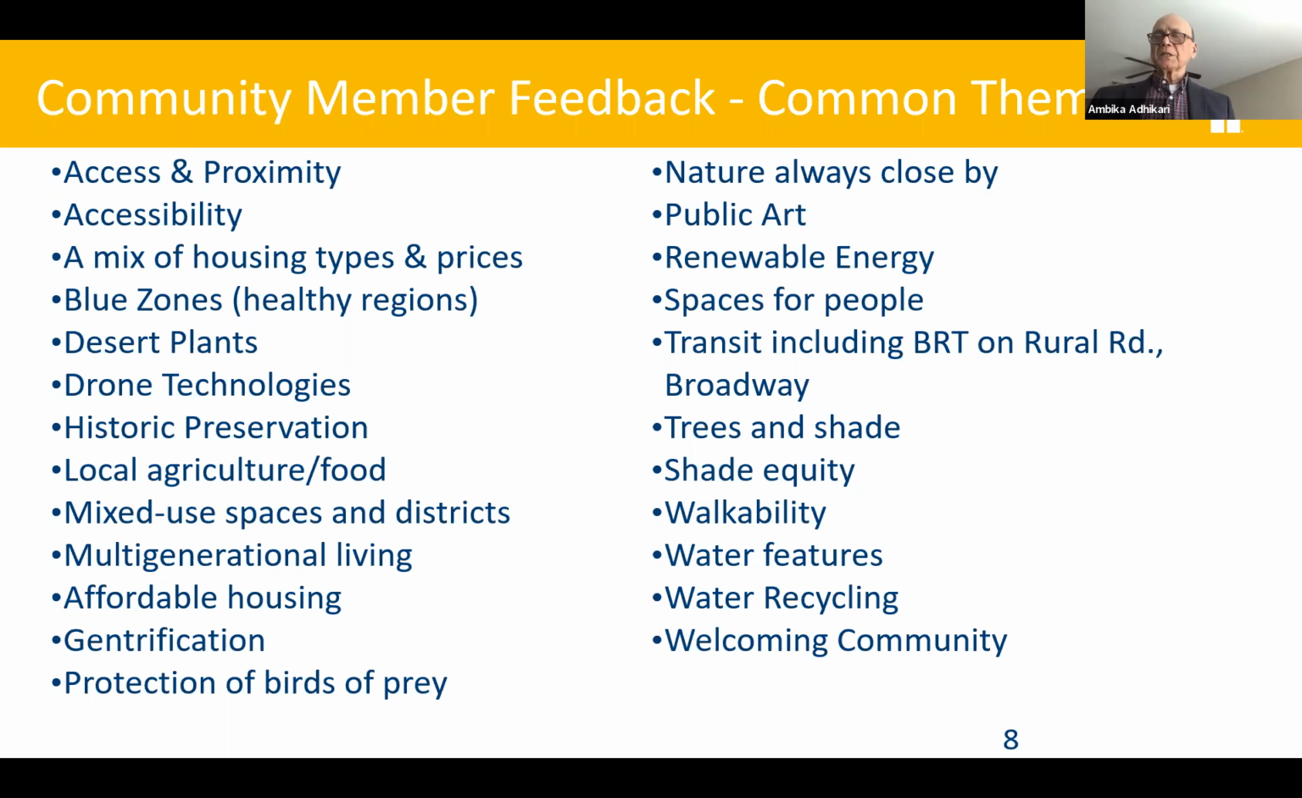They want access and proximity to amenities, transit, parks, and those kind of things. They want accessibility, mix of housing types. There is an interest in creating healthy regions. It is called blue zones, and many other ideas about walkability, the nature, public art, shade everywhere, and water features and affordable housing. So there's a number of things that are common to all the different meetings that we go to. Specialized groups tell us something very specific that interests them, but these are some of the things that really help us move the general plan drafting forward.